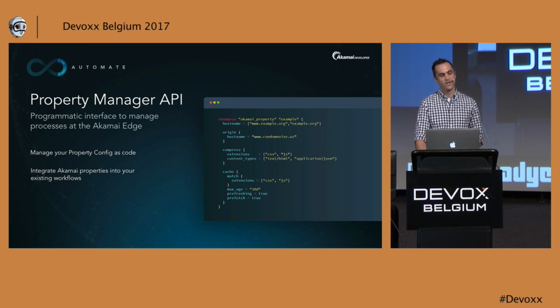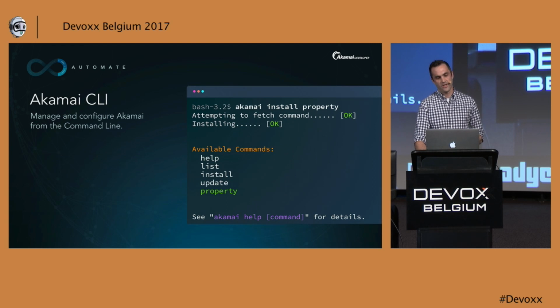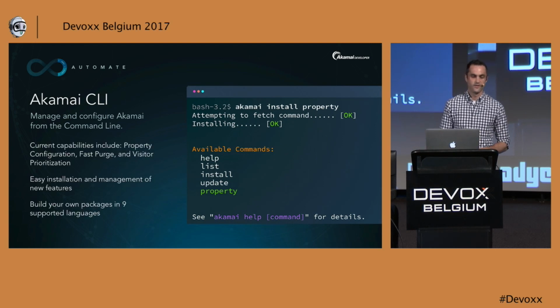And today we're going to be talking a little bit about the Property Manager API and how we can use that to instrument behaviors. The big thing that Property Manager API is really good for is curating and modifying these types of caching behaviors and other content assembly behaviors. But we also have a new product that we're working on, which is the CLI.